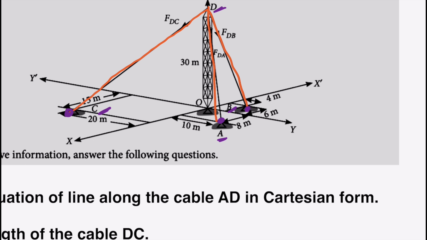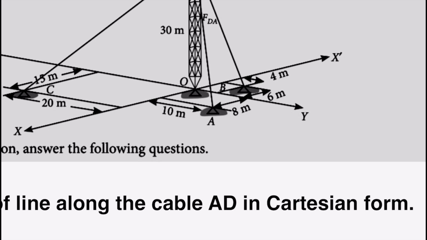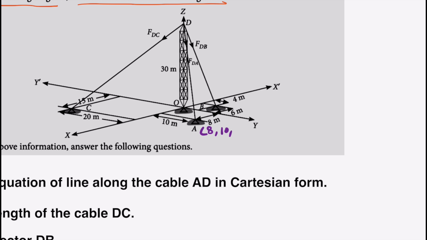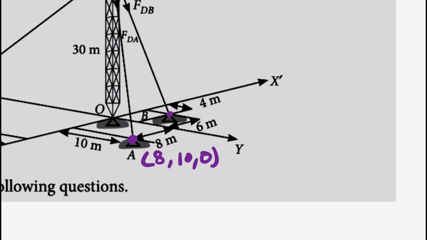So first of all, we will write the coordinates of these points. Firstly, coordinates of point A. We can easily see that it is at 8 meter distance from y-axis, so its x coordinate will be 8. Now this point is 10 meters away from x-axis towards the positive y, so this coordinate will be 10. And for z coordinate, it will be 0 because this point is lying in xy plane. Similarly, we can write the coordinates of this point B.